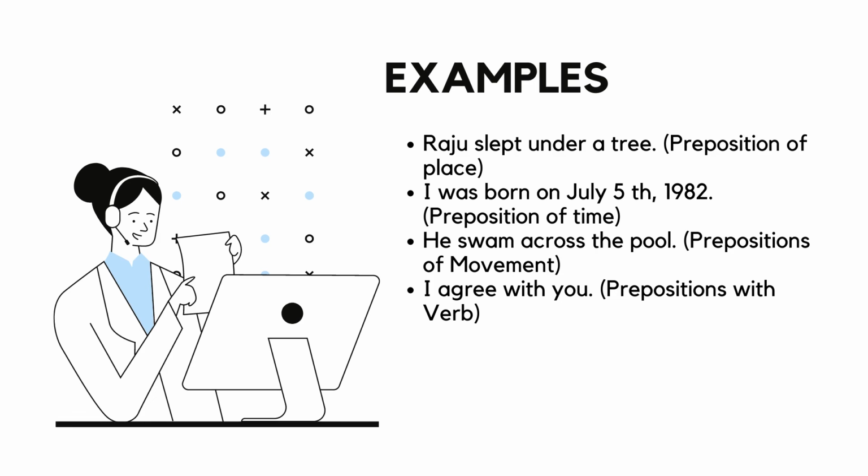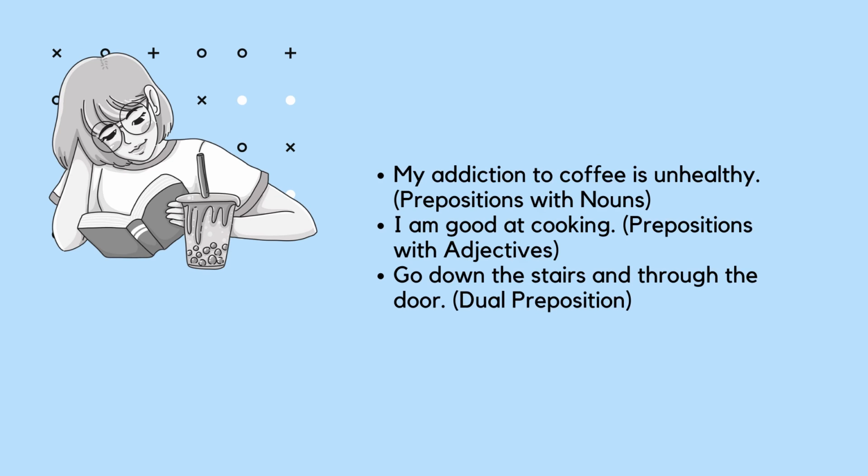Next is, I agree with you. Here the preposition is used with a verb. Next is, my addiction to coffee is unhealthy. Here the preposition to is used with the noun. The next is, I am good at cooking. In this sentence, the preposition at is used with an adjective. And the last is, go down the stairs and through the door. In this sentence, we have used two prepositions.